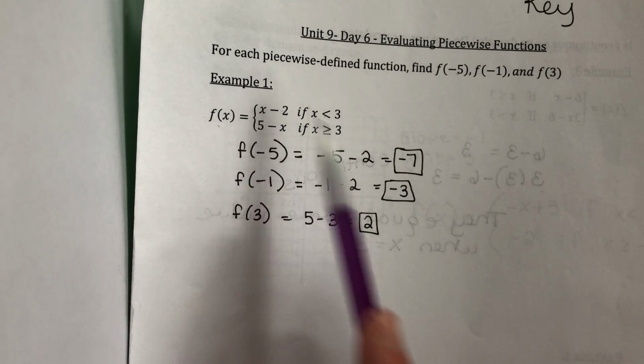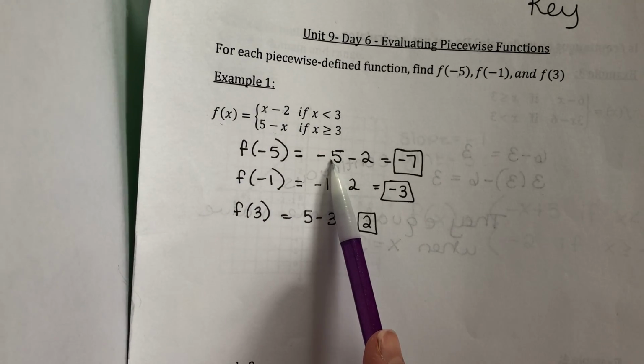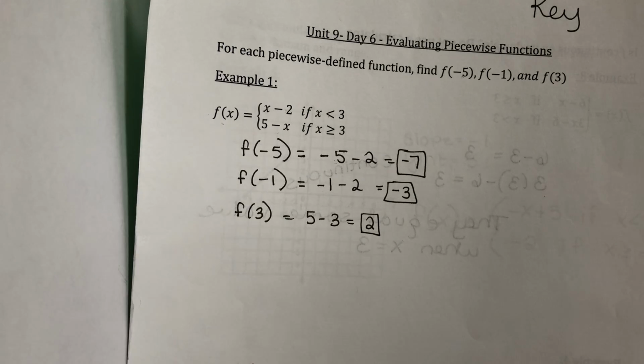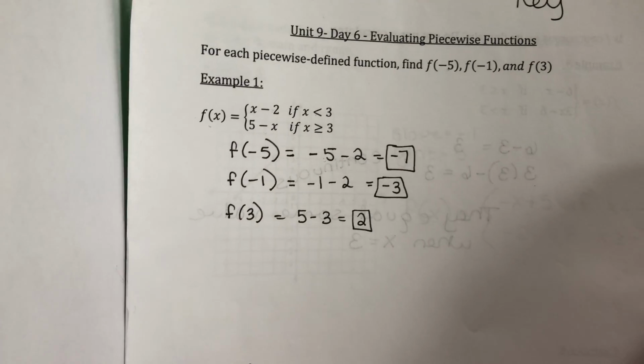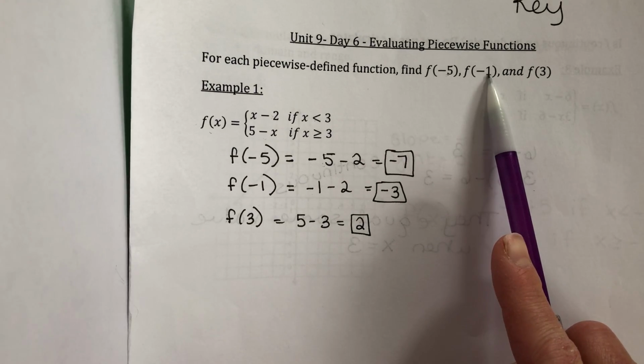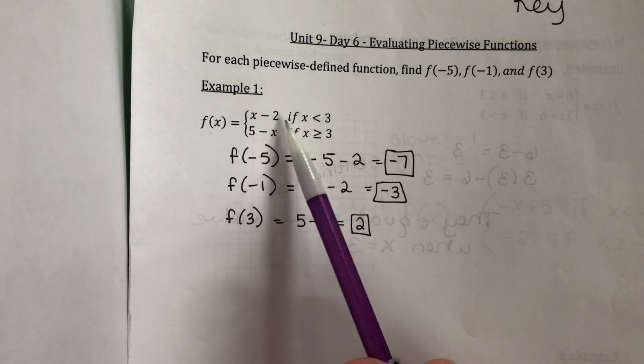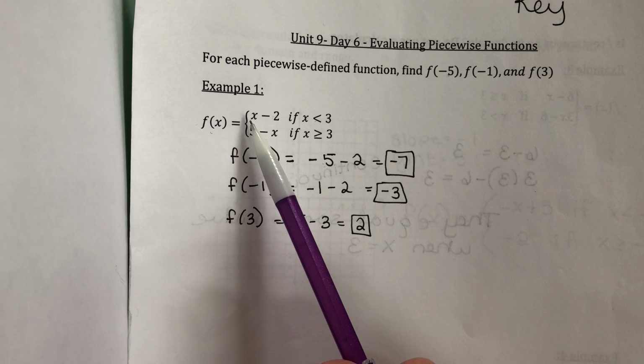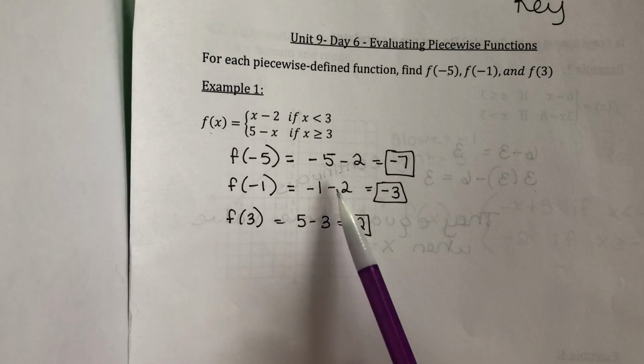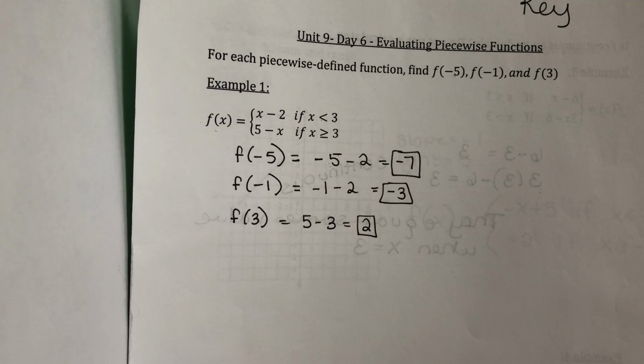So replace the x with the -5. -5 minus 2 is -7. Similarly, the number -1 is also less than 3. So I would plug it into the top equation, x minus 2. So -1 minus 2 is -3.